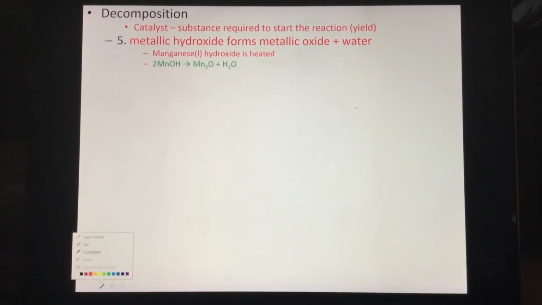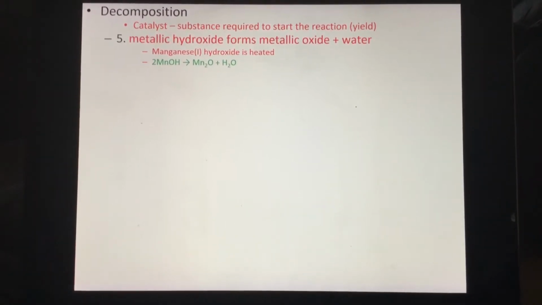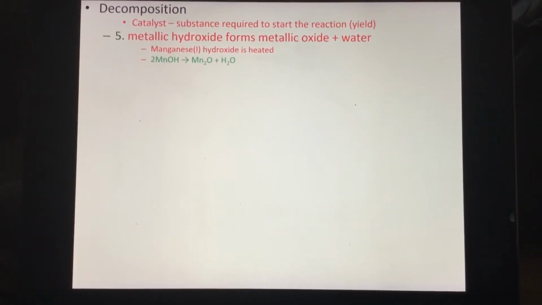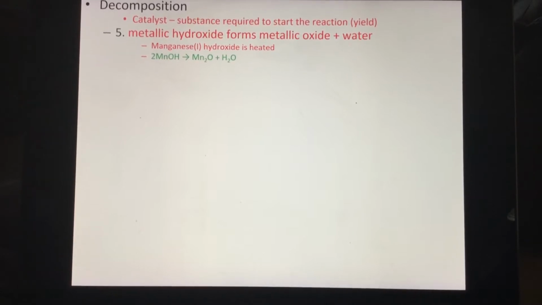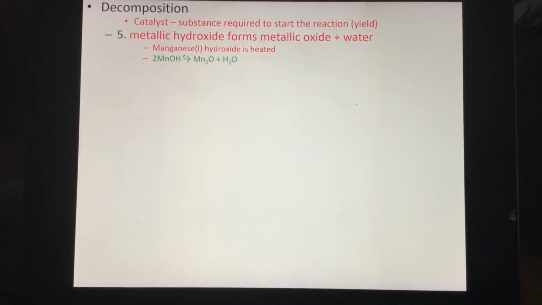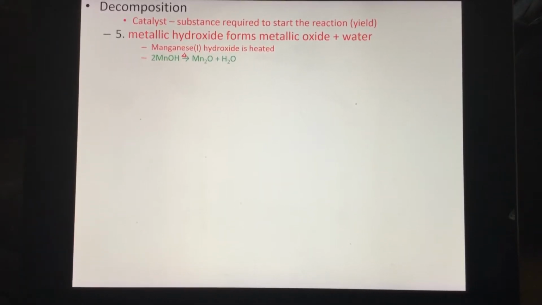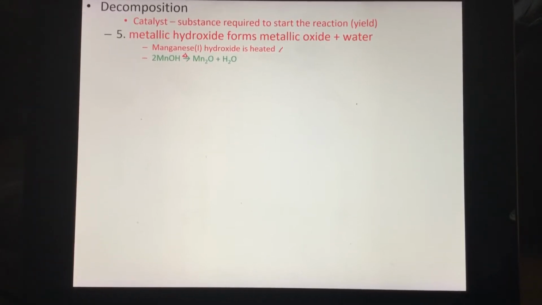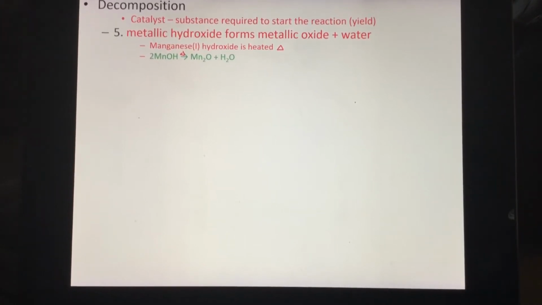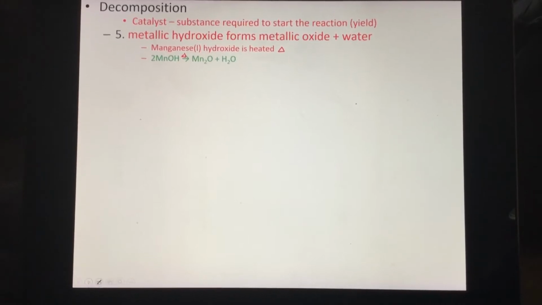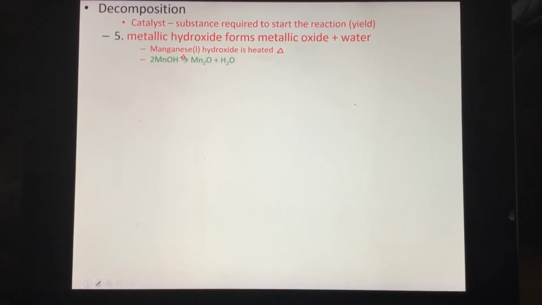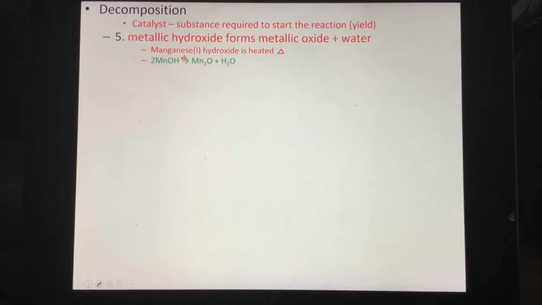And again, in terms of showing the catalyst, I really don't care unless it specifically tells you to include the catalyst. But what you may see is a little triangle. That is what we represent heat with. So heat is represented on the yield with a triangle. But again, you don't have to worry about doing that unless it specifically tells you to include the catalyst. So that's our first decomposition reaction.